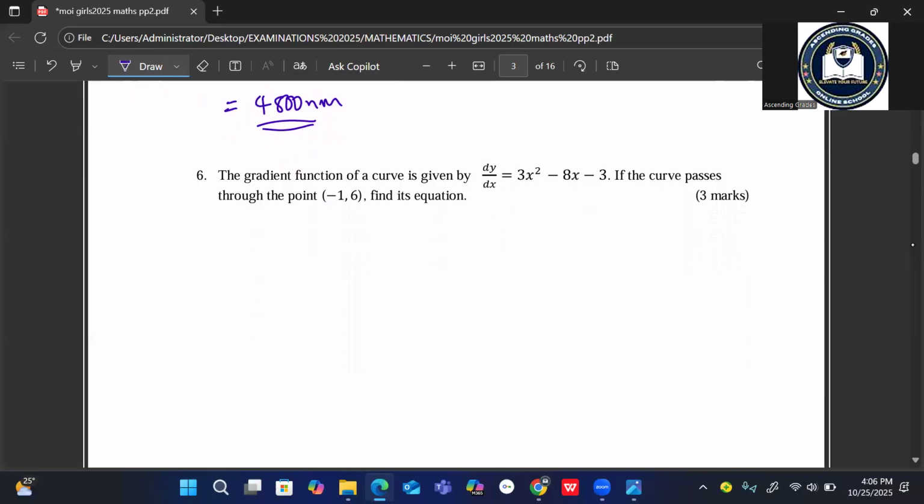The gradient function of a curve is given by dy/dx, which is 3x squared minus 8x minus 3. Now, if the curve passes through the point (-1, 6), find its equation.